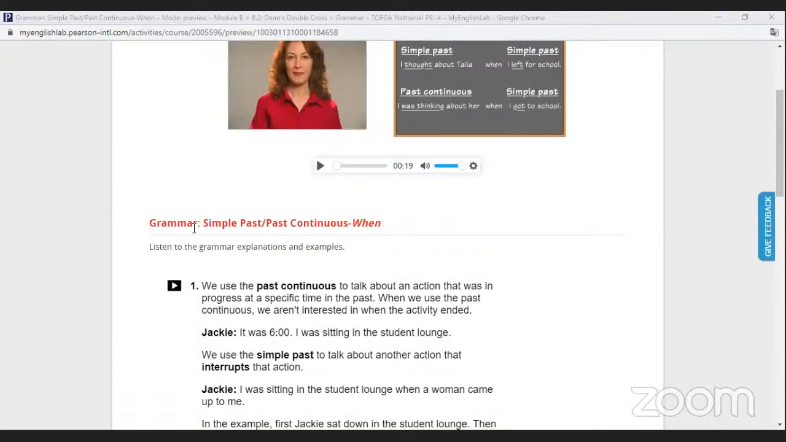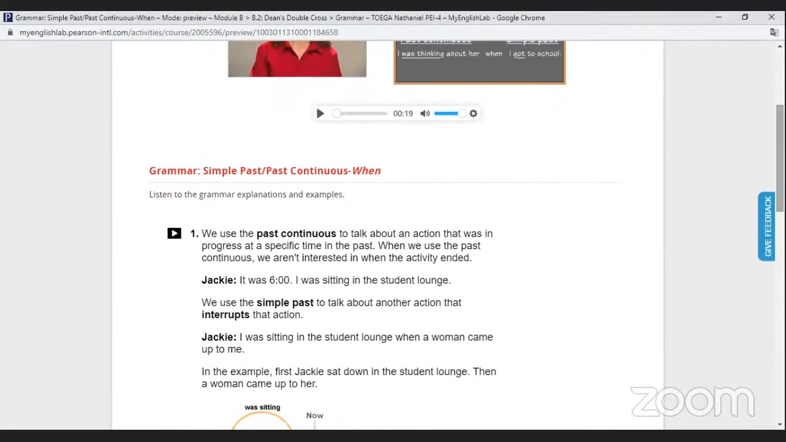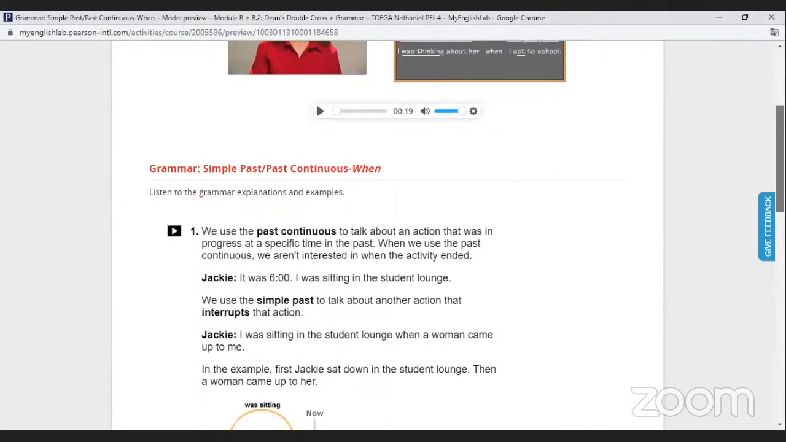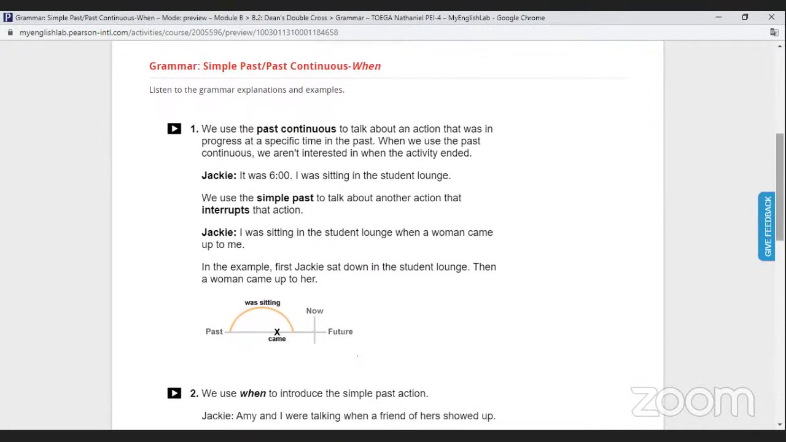Okay, so this is the first grammar from the second unit that we have here, and it says simple past and past continuous. We're going to focus on "when." Okay, let's read. We use the past continuous to talk about an action that was in progress at a specific time in the past. When we use the past continuous, we aren't interested in when the activity ended, right?